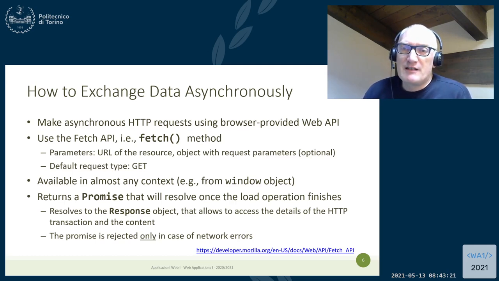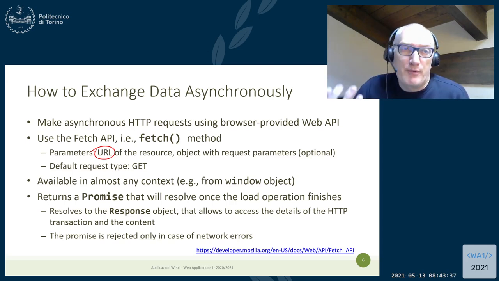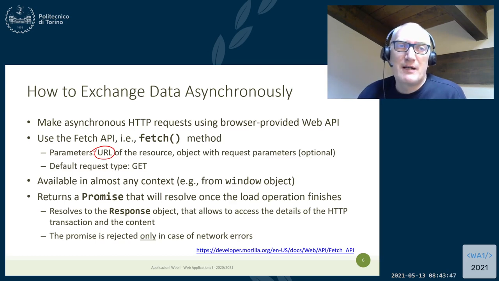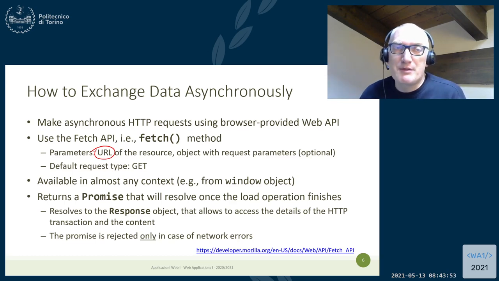So Fetch actually is a simple function that receives as a parameter the URL of the resource that we want to contact. So we are inside the browser and we want to make an API call to a server. So we need to provide the URL of the server that we want to contact. And of course, we can customize the parameters of this function. We can customize the type of request. So we can issue a GET or a POST or a PUT or whatever HTTP request we want. And we can pass parameters to them, depending, of course, on the current value of the data that we want to send.